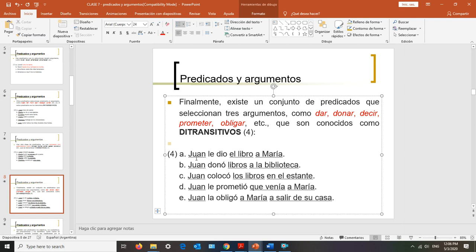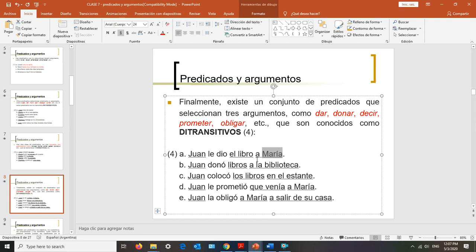Okay? So we have Juan le dio el libro a María, donó libros a la biblioteca, colocó los libros en el estante. So here you have an instance of el libro, and then María as 2 arguments, as 2 referring expressions. This preposition a is marking this argument as an indirect object.